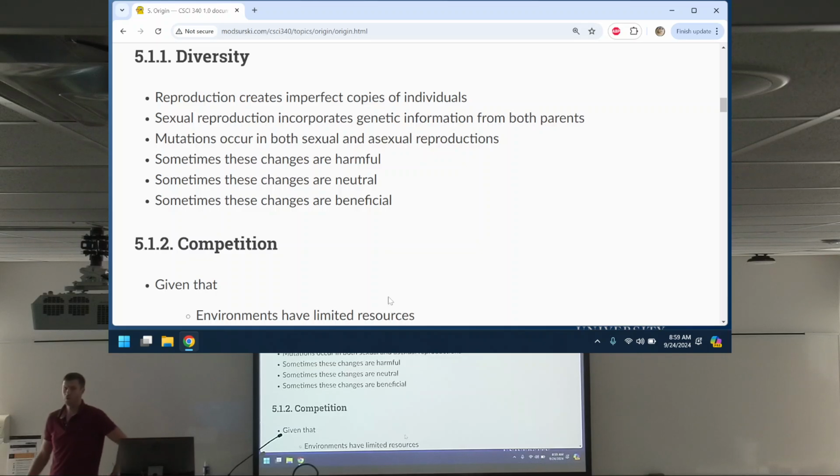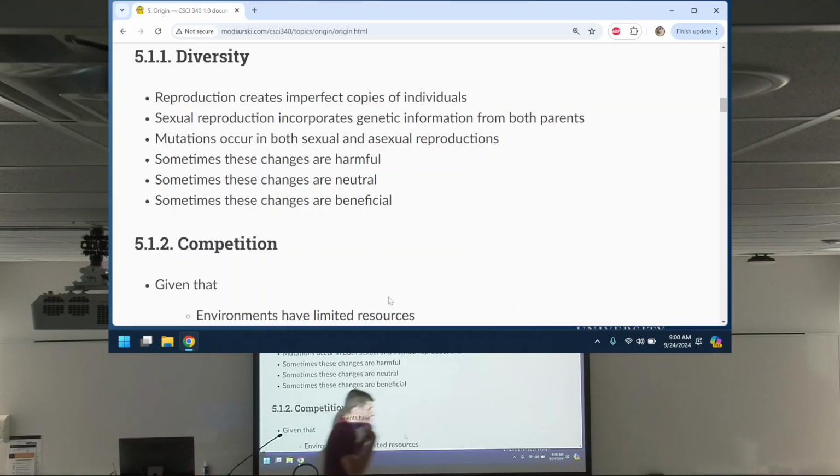Reproduction creates imperfect copies of individuals. This is the way it is. We can talk about things as if literally asexual reproduction within my cells. They can reproduce. They don't need anything fancy. There are inaccuracies that happen all the time, but also in species at a higher level. Sexual reproduction, which is fascinating, incorporates genetic information from both parents, so it's not even really possible to make a perfect copy. And mutations happen both in sexual and asexual reproduction all the time. So the point is we make copies, but the copies are different.